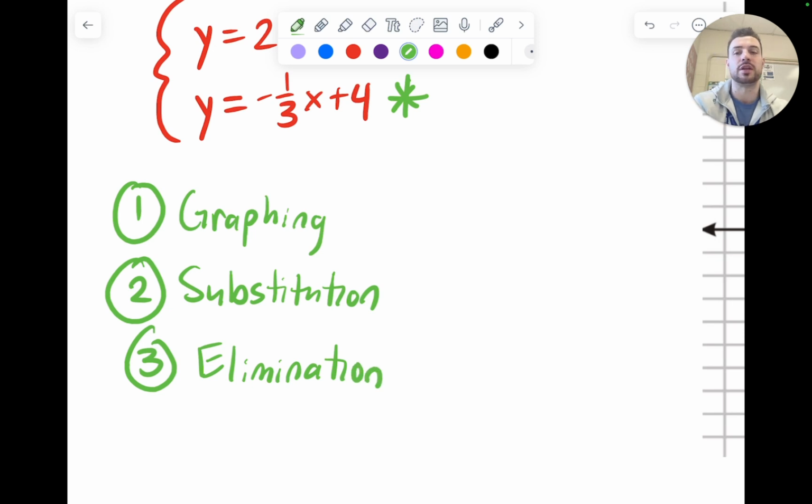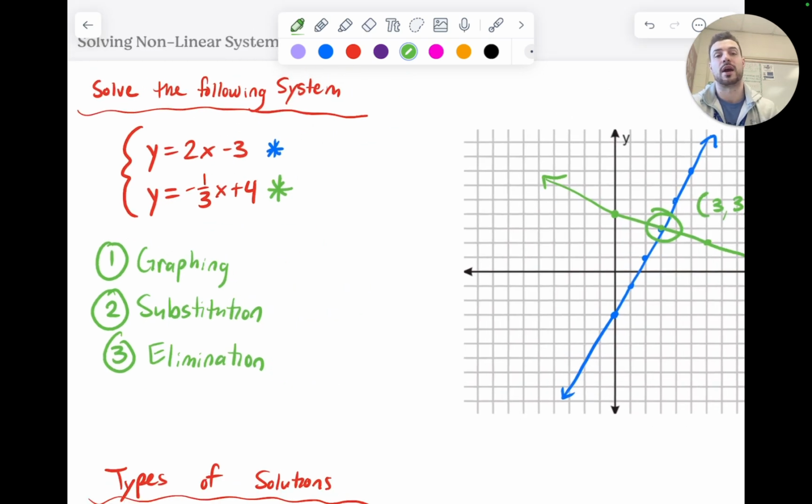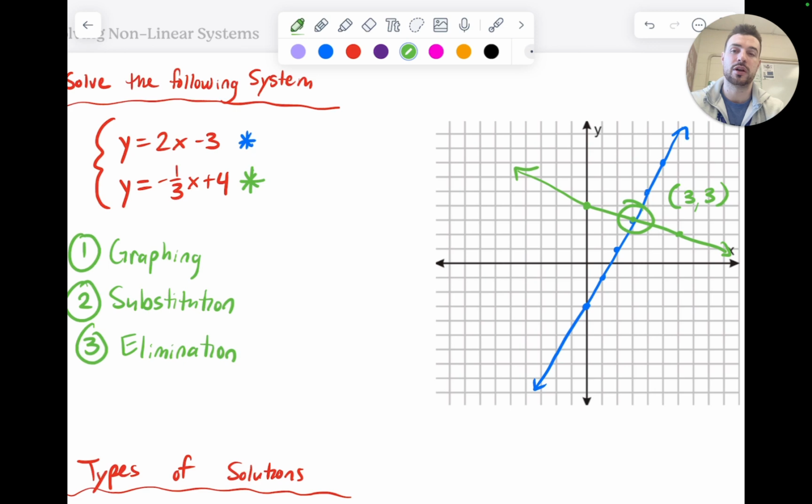Now, graphing is very easy for us. Typically we are going to graph on a coordinate plane, but most of the time we're going to use technology, so it's not one we're going to focus on too much. Primarily, we are going to take a look at substitution and elimination. Specifically today, we're going to look at substitution.